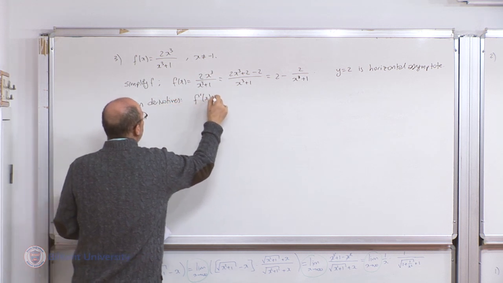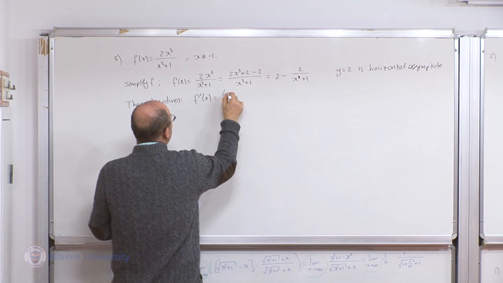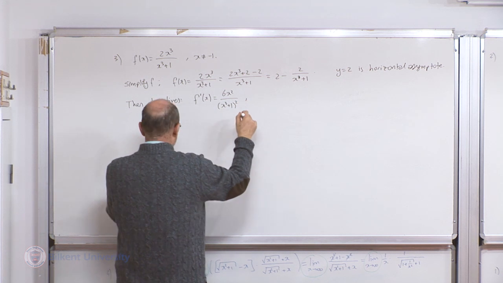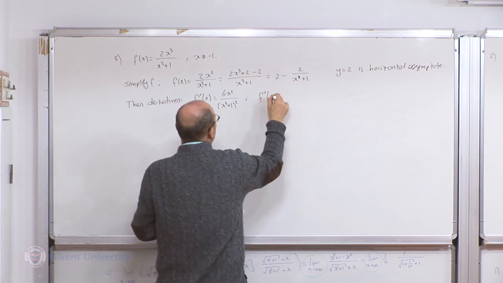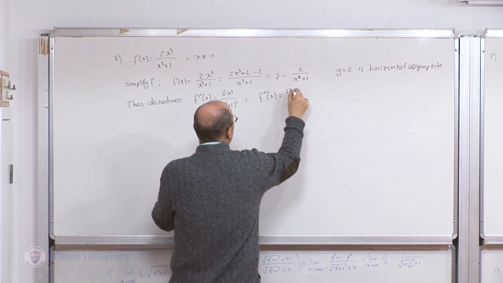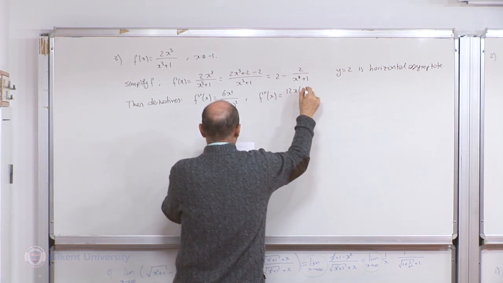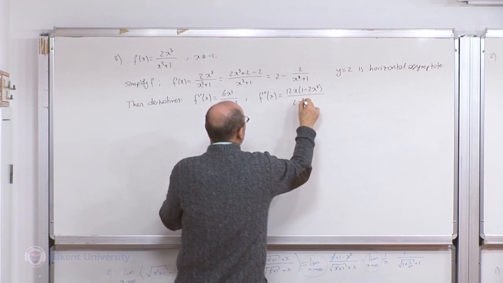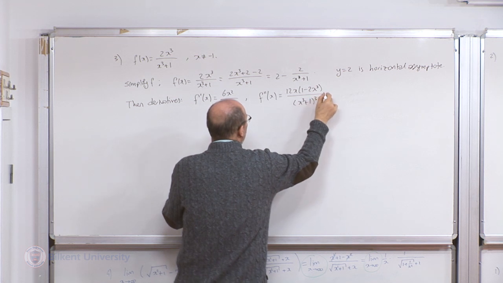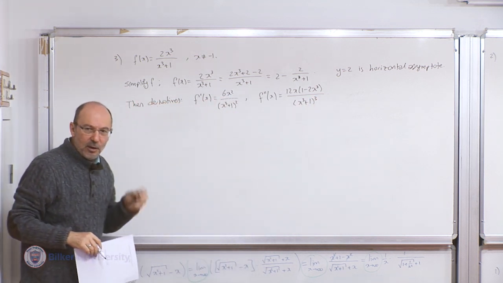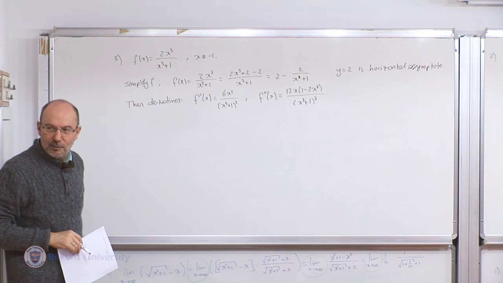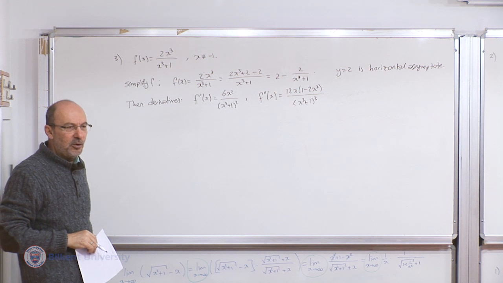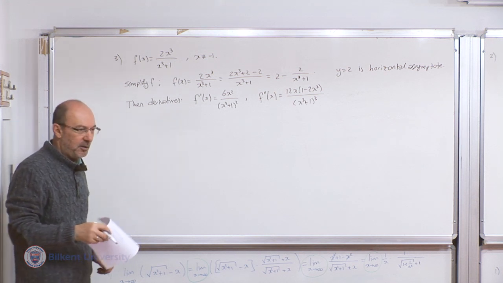f prime of x is 6x squared over x cubed plus 1 squared. The second derivative is equal to 12x times 1 minus 2x cubed over x cubed plus 1 cubed. So very easy. You write this into Maple or Wolfram and ask for the derivative, second derivative. If you don't like the answer, you say simplify the answer, and then you write this.